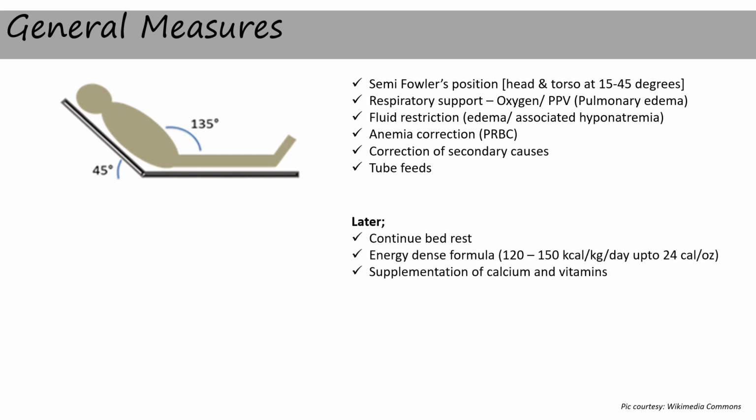Later on, we must continue the patient on bed rest, provide energy dense formula with 120 to 150 kilocalories per kg per day or up to 24 calories per ounce of formula to meet the demands of the hypercatabolic state, and supplement appropriate calcium and vitamins. In patients with chronic decompensated heart failure, for example, adolescent patients with rheumatic heart disease, mild to moderate exercise is recommended and a normal diet can be given as per these guidelines.